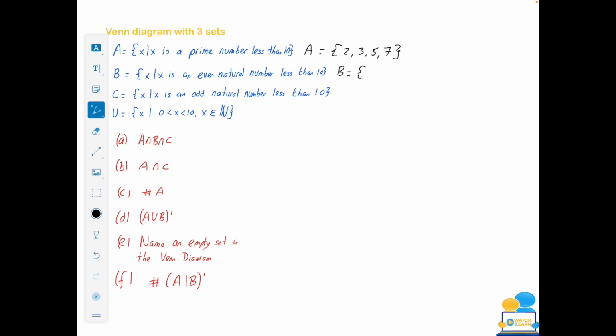Okay, then B has the elements x such that x is an even natural number less than 10. So that'll be 2, 4, 6, 8. We're not going to include 10 because it says less than 10. And C is an odd natural number less than 10. So 1, 3, 5, 7, 9.